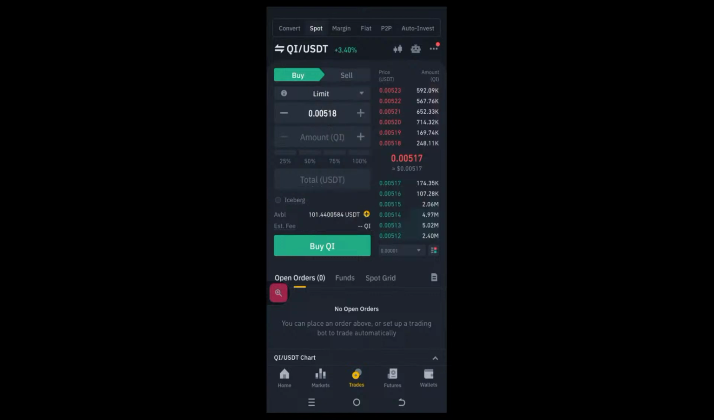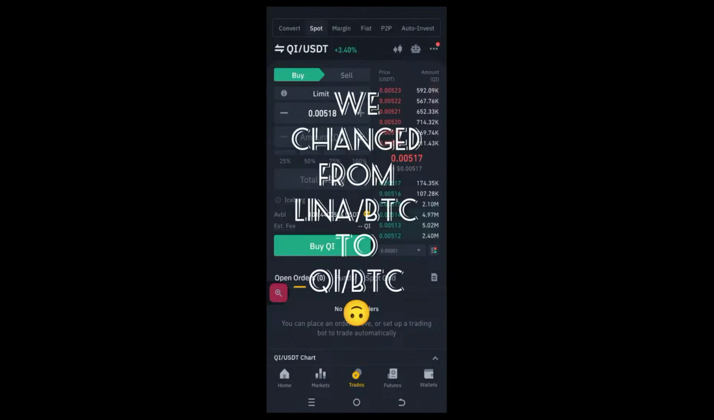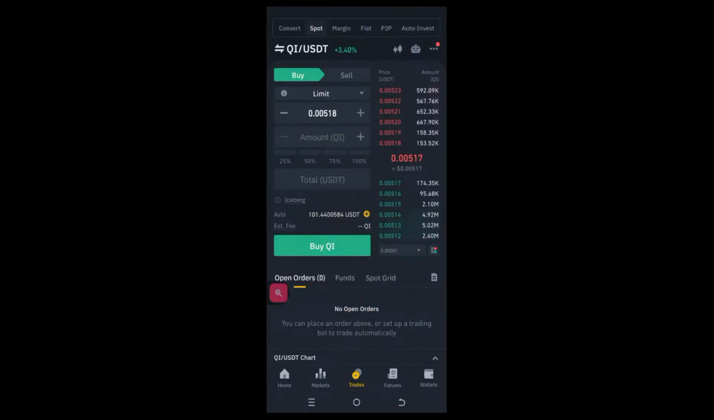And the reason why this took quite long, about 9 days, was because of the bloodbath that happened, and we had to change from Lena BTC. Remember, go all the way, change to QIBTC, and then now sell for profit in QIUSDT. So it took a long, roundabout journey, but eventually we arrived at profit.